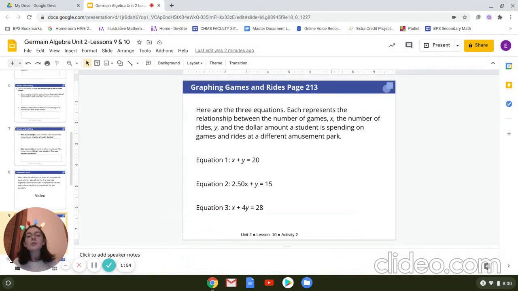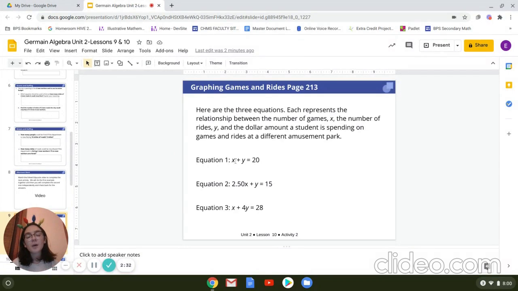Okay, so as we know, standard form equations are when we have our x and our y variable, or they could be different letters. We have both variables on one side, and they're equal to a constant. In this case, we're talking about going to an amusement park. Y represents the number of rides, x represents the number of games, and the dollar amount a student is spending on the games and rides at different amusement parks. So basically, this is what it's saying.